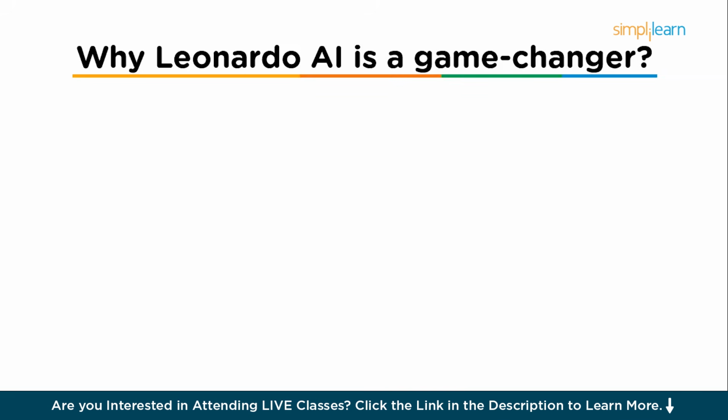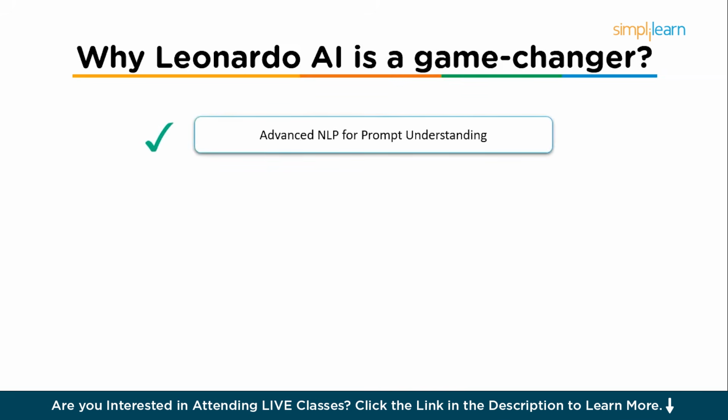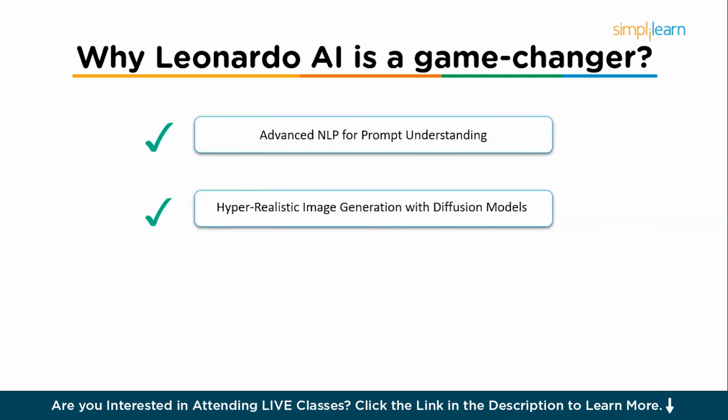So, the first point is advanced NLP for prompt understanding. It uses the CLIP and GPT models to analyze and refine the text inputs. It ensures the AI accurately interprets styles, objects, and artistic details. Now moving on, we have hyper-realistic image generation with diffusion tools. It uses Stable Diffusion to generate sharp, high-resolution images. It produces diverse styles from photorealistic to artistic renderings.